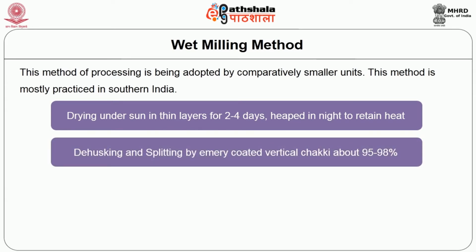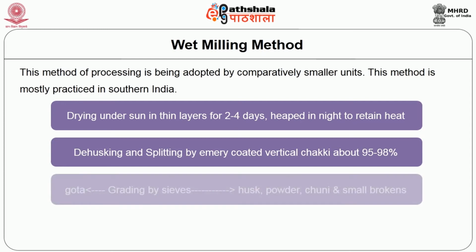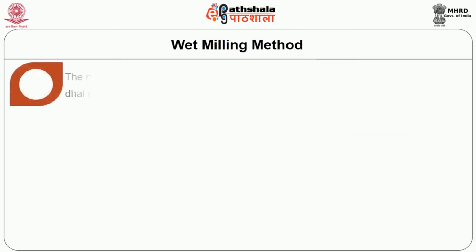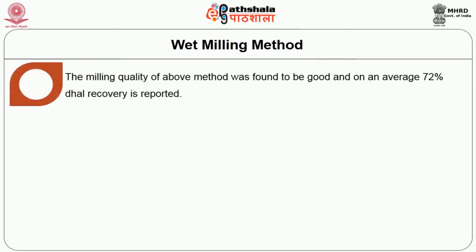The dals are dehusked and split by an emery coated vertical chakki for about 95 to 98%. Then it is graded by sieves and we obtain the dehusked split dals. The milling quality of the above method was found to be good and on average 72% dal recovery is reported.